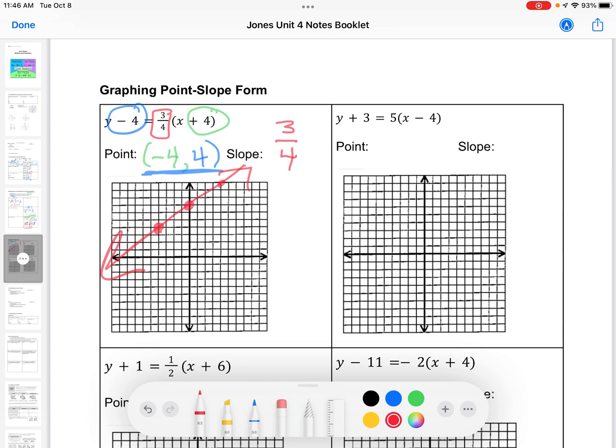Let's do this one. So the slope is 5. Now, if we're trying to graph it, don't we put it over 1? 5/1. The x value is the opposite of -4, so it's +4. The y value is the opposite of 3, so it's -3. We start our graph at 4, -3, and we count up 5/1. And there's our slope.